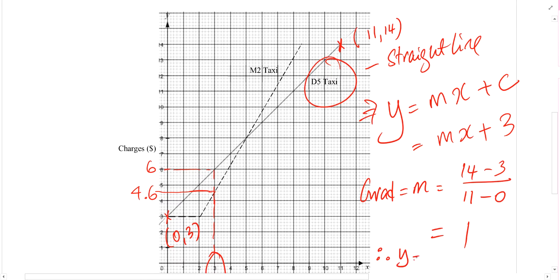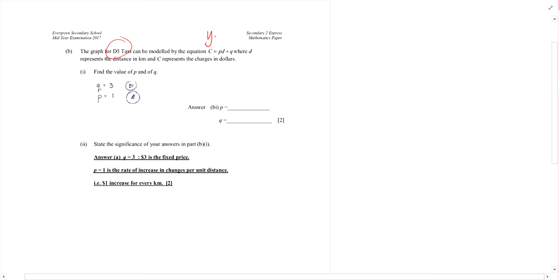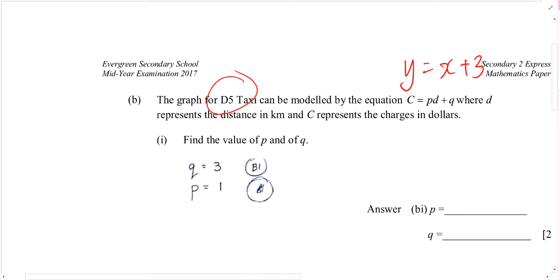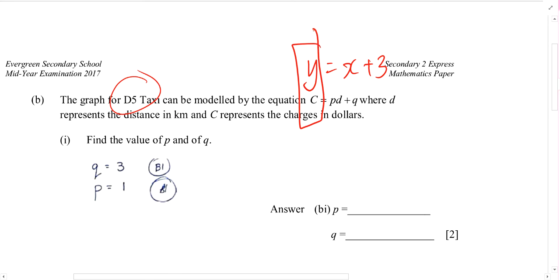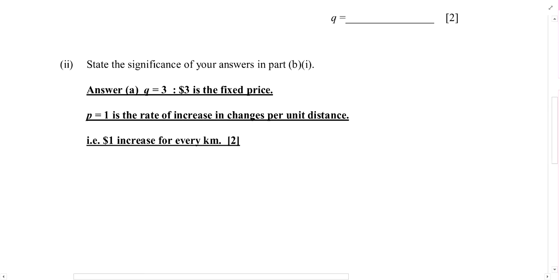Therefore, y equals x plus 3. Then you compare with this, y equals x plus 3. So y is our cost, d is our distance. So p must be equal to the coefficient, which is 1. Q will therefore be the y-intercept, which is the fixed price, which is 3. Okay, so this one you can copy down at home.